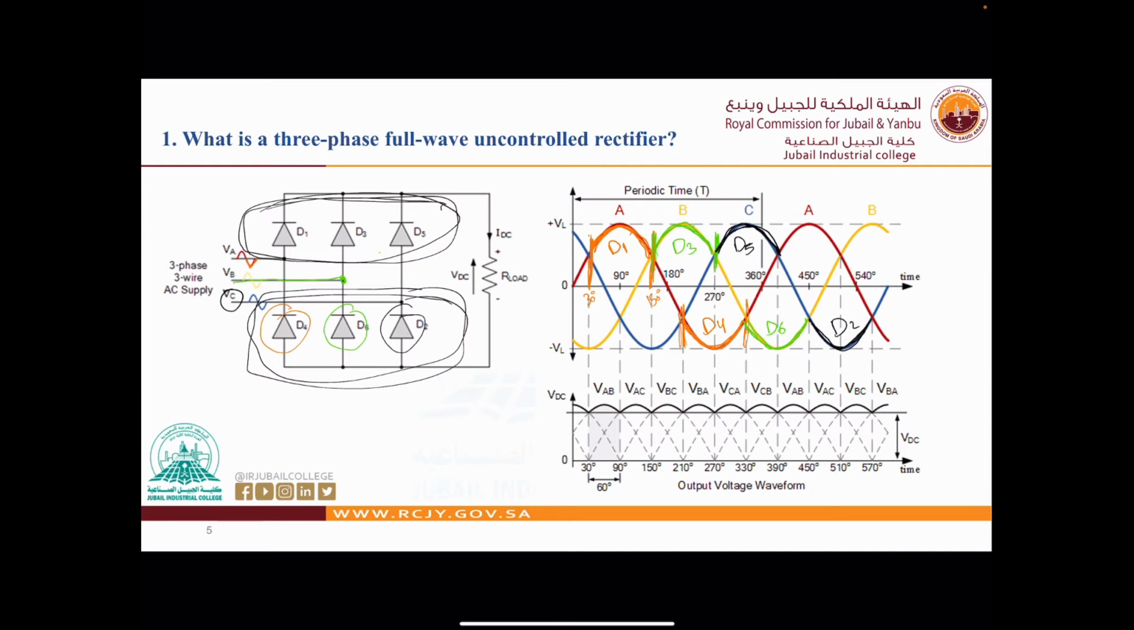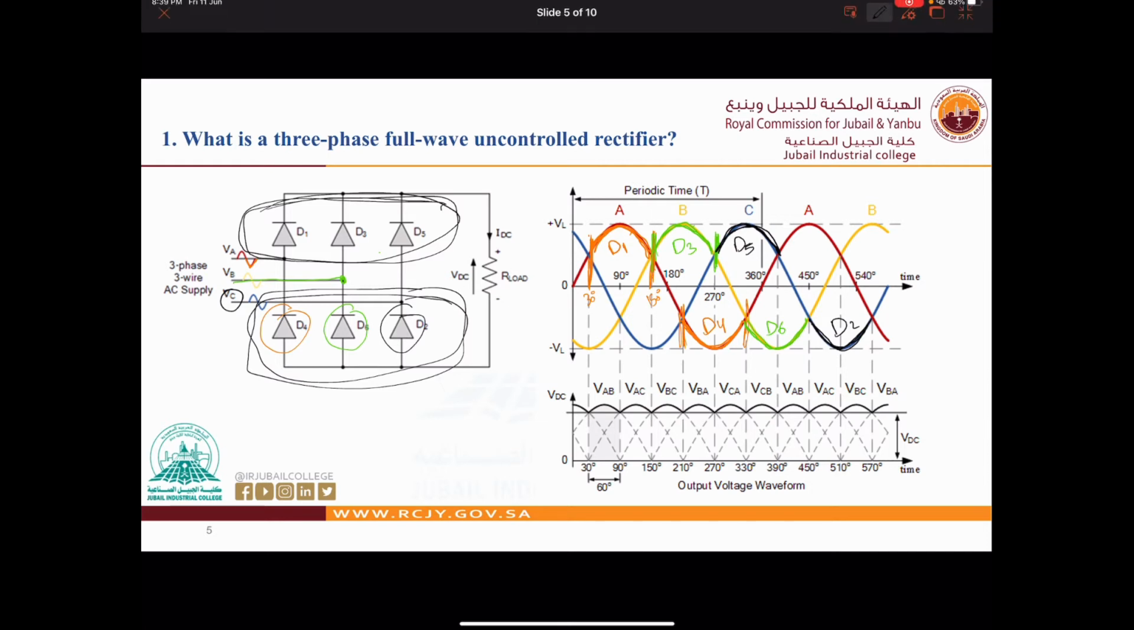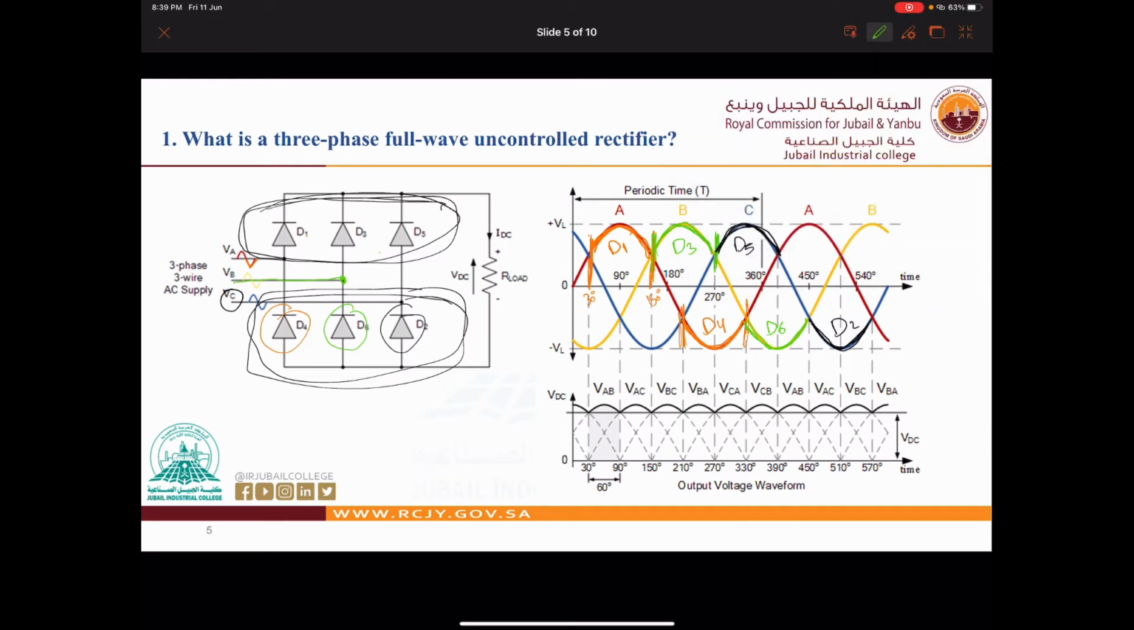Also, we can say this is D6. Now, let me do it here. The same concept, and here also the same. This is D6. And also for D2.